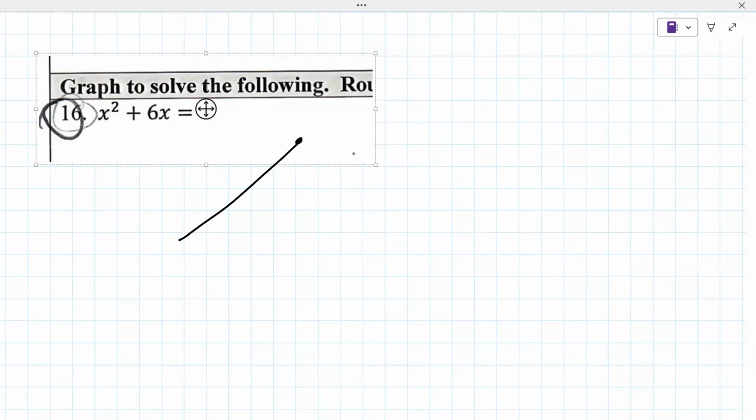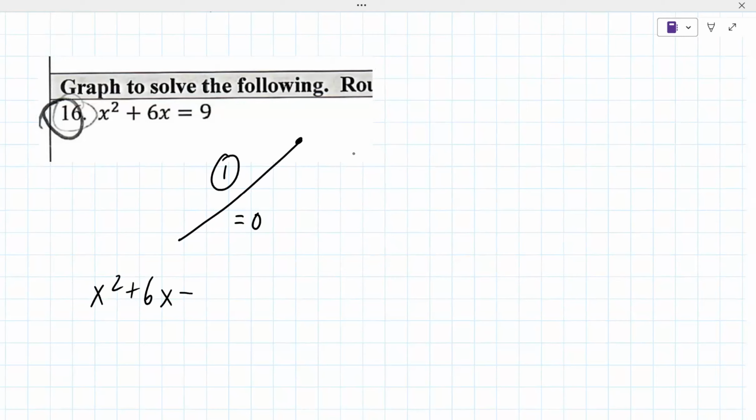Way number one is to, again, set it equal to 0. That would look like this, x squared plus 6x minus 9. Is that what you guys are doing in the classroom? Or option number two is you actually graph both of these and find the intersection. Now we do that one. Which one? The second one. You're doing this one?